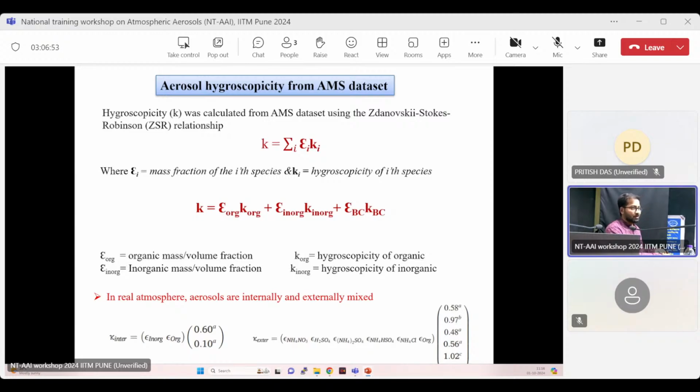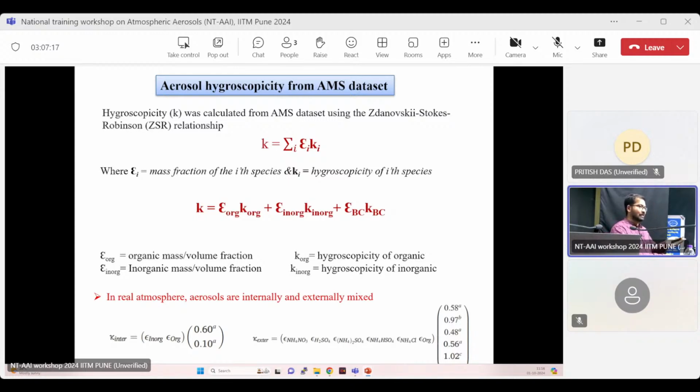So how will we know? For inorganics, it's fairly simple. Kappas are already studied vastly, and you know all these values. But for the organics, you don't know its exact value. People tend to consider this kappa as 0.1. But it can vary from 0.1 to 0.3 depending on your chemical composition or the extent of sources that are available at your observation site.